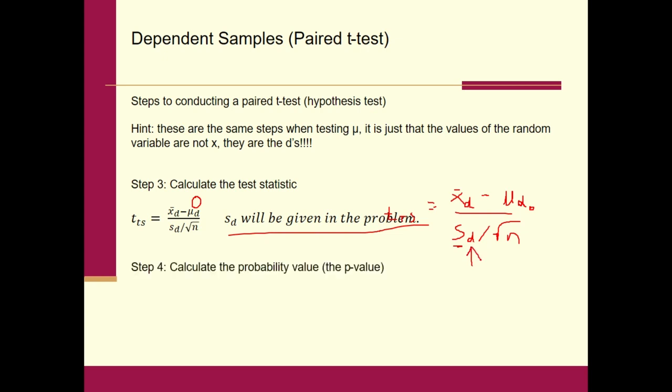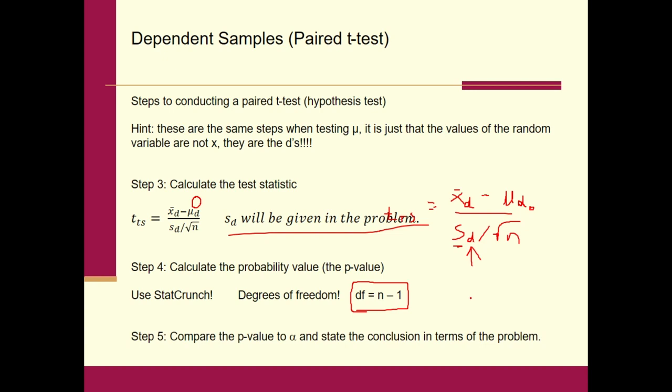Step 4, calculate the probability value, the p-value. Remember where we got the p-value when we were just testing mu? We got it from StatCrunch, right? And we're going to need degrees of freedom because we're working with the t-distribution. And what's the degrees of freedom here? Still n minus 1. Hint, these are the same steps as when testing mu. It's just that instead of the x's, we have the d's. And so it's the same exact test. The degrees of freedom is still going to be n minus 1.